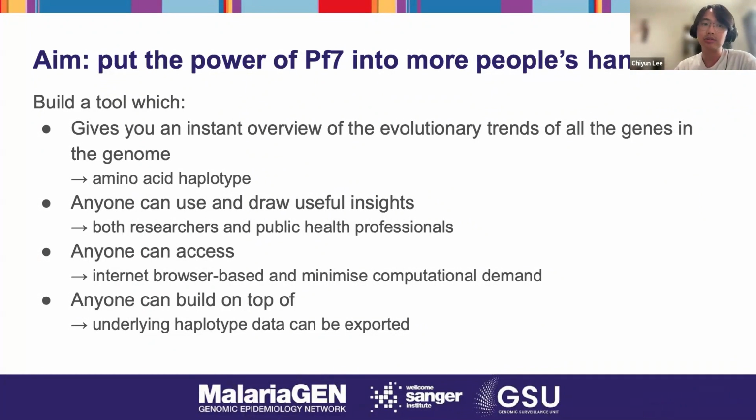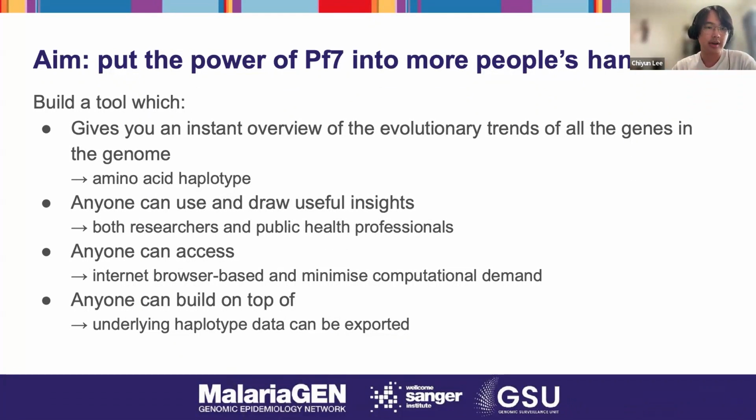So we wanted to build a tool which gives the user instant access to the evolutionary trends of all of the genes in the genome. The interesting problem here is that you don't want to be showing everyone all the nucleotide SNPs in the genome, because that'll be way too much information and hard to draw insights. So we actually went for amino acid haplotypes because it gives you a nice balance of biological significance without completely overwhelming you with tons of information.